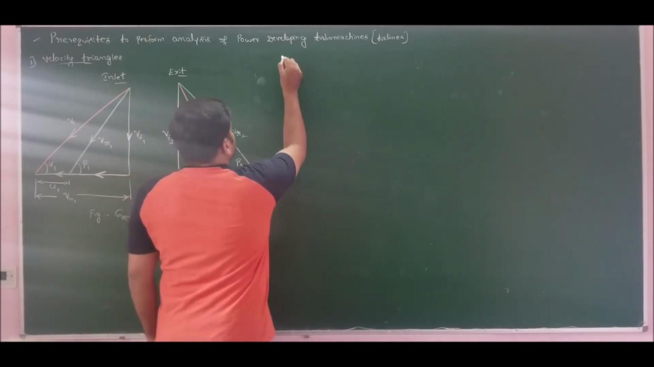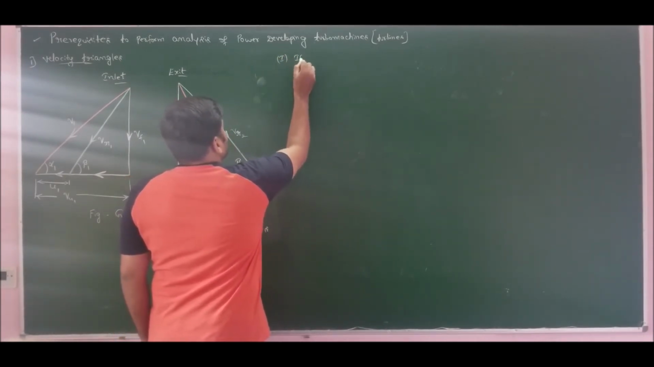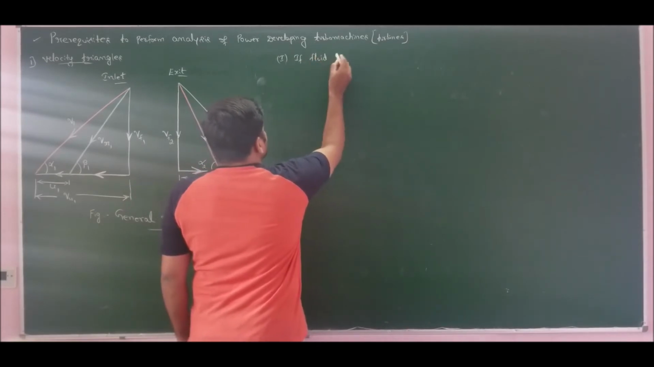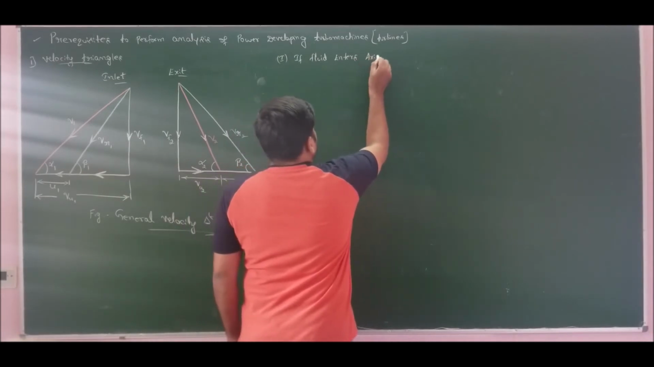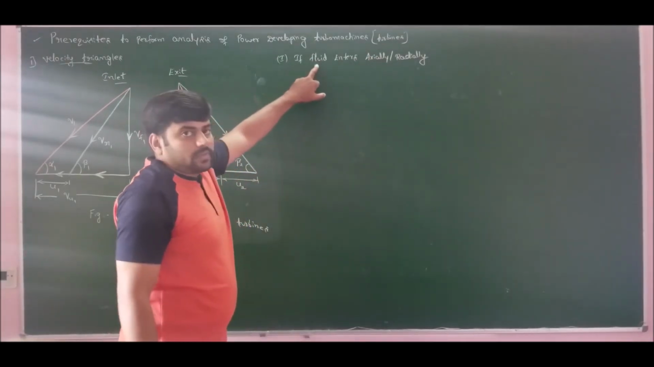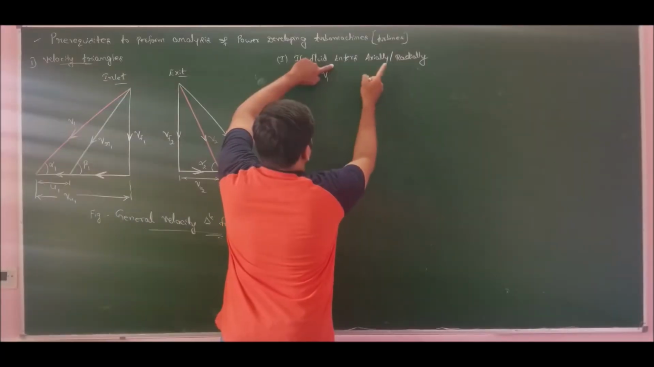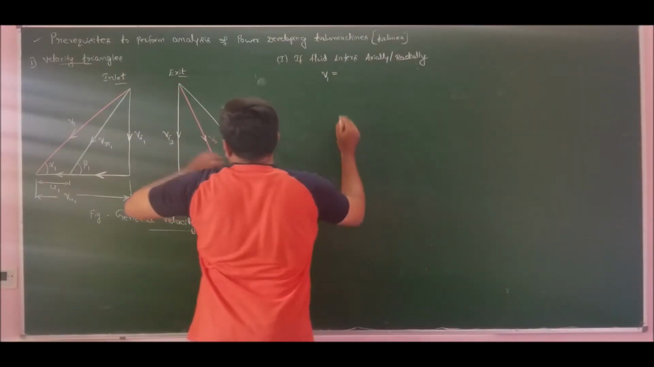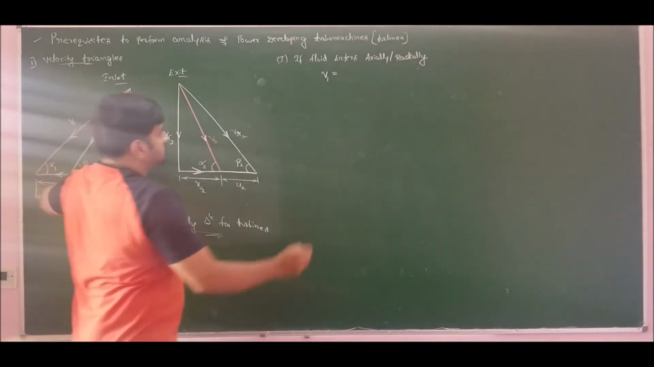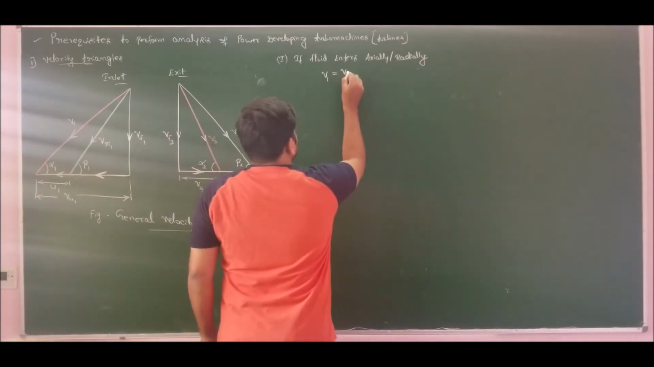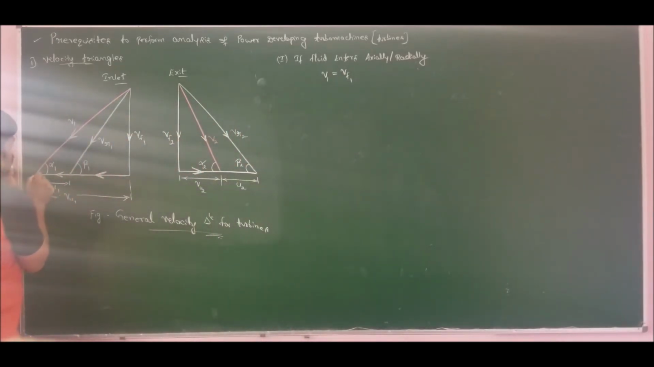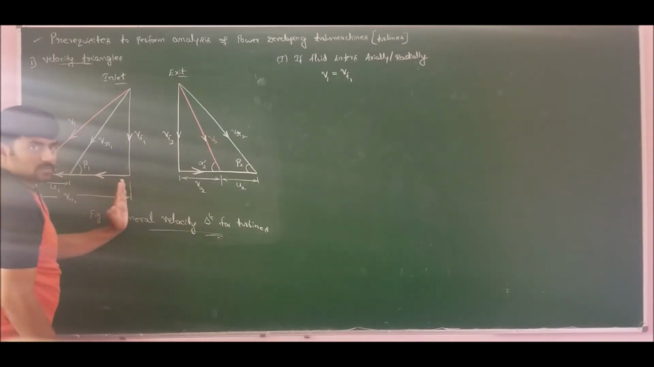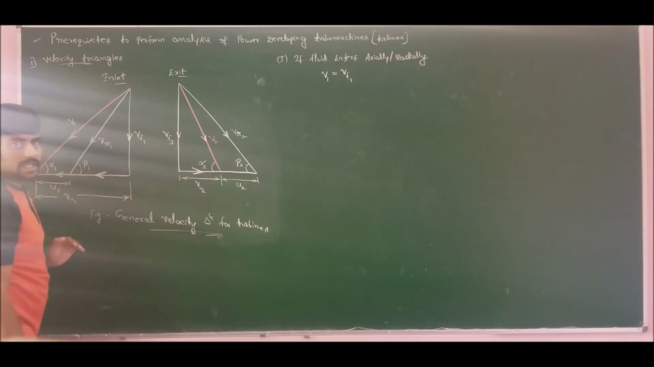Case 1 is if fluid enters axially or radially. So the entry velocity of the fluid is V1, that is equal to the axial or radial component. The axial or radial component of velocity is Vf. At entry it is Vf1. So if V1 becomes Vf1, pull V1 and make it equal to Vf1. If V1 is equal to Vf1, U1 will become 0 and alpha 1 will become 90 degrees.